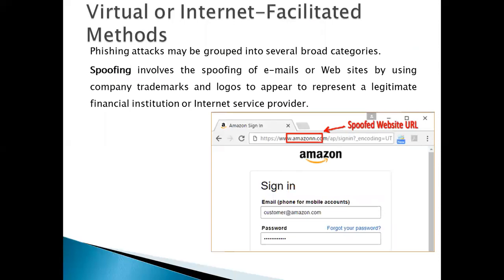In phishing, there are many kinds of attacks. First one is spoofing. What is spoofing? Spoofing means your emails and your websites are spoofed by using some company trademarks and logos. I think most of you will have received that kind of mail. See here in the diagram, Amazon.com. We have given Amazon.com, but it is not Amazon.com. See, the double N is there. So this is a spoofed website.